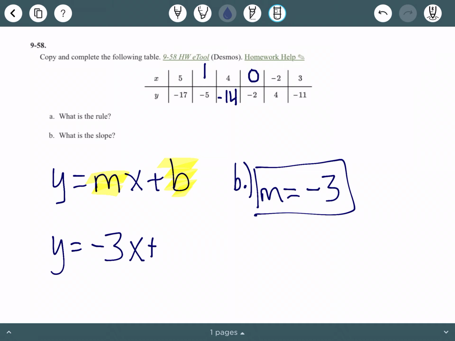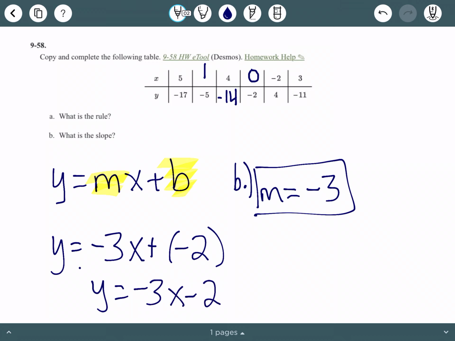So for our rule, we are going to have y equals negative 3x plus a negative 2. Now, that works. Or you could say y equals negative 3x minus 2. That also works. I prefer this way, but if you prefer the first one, go with that, whichever works best for you.